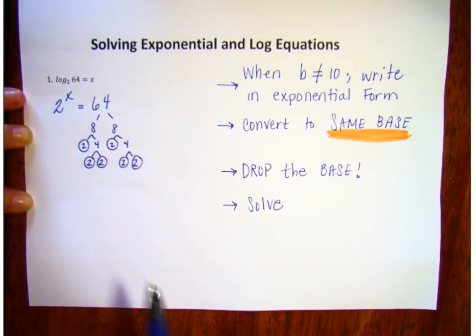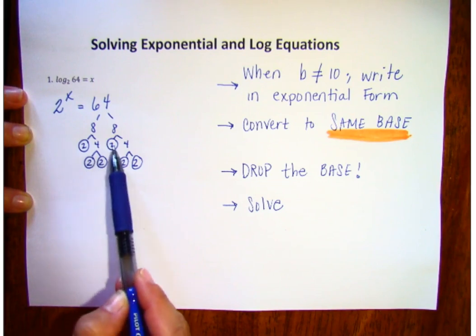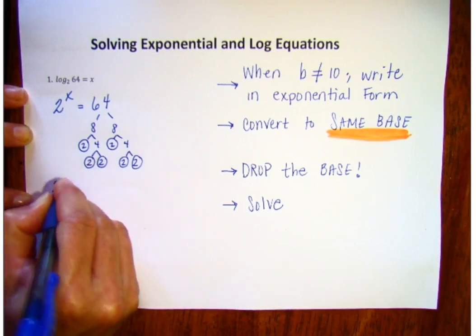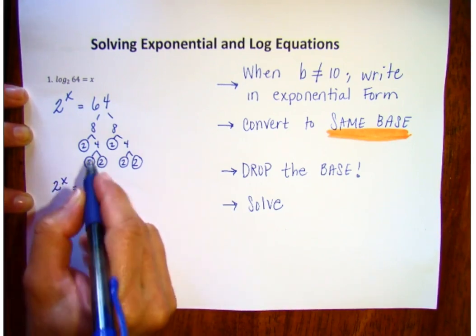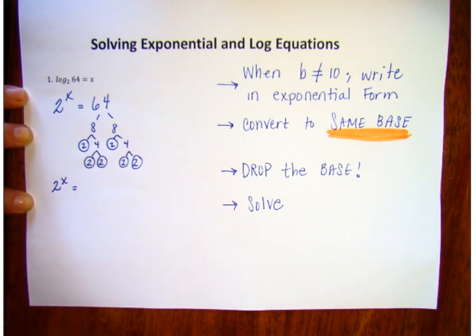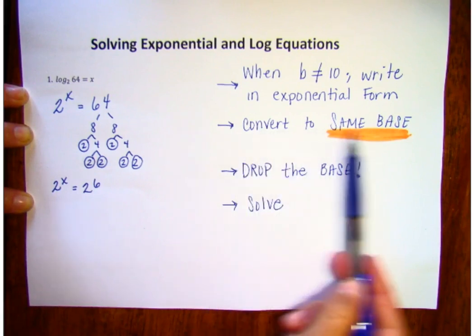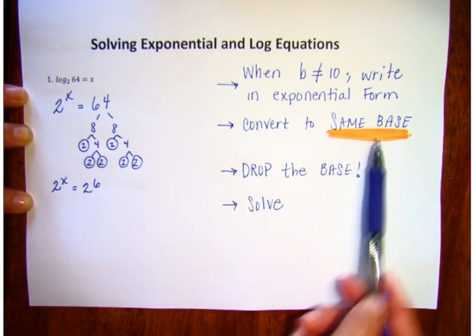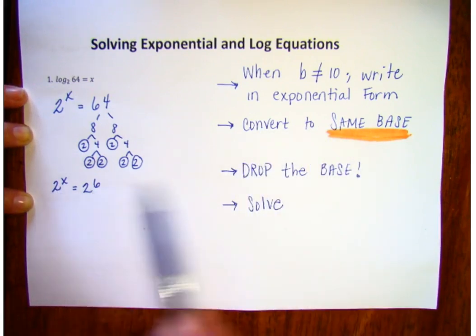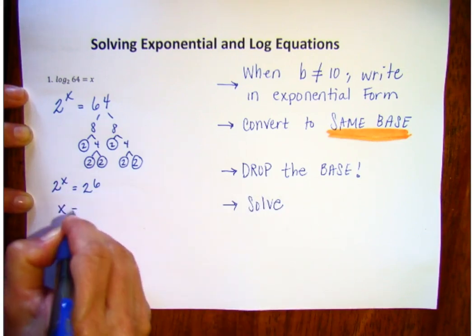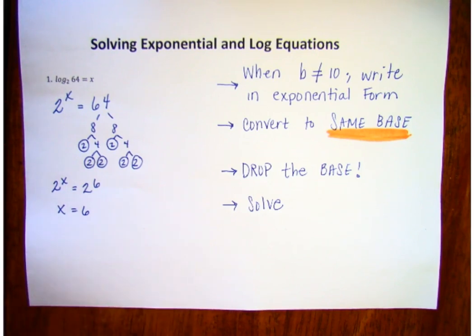All right, so here's what we got. 1, 2, 3, 4, 5, 6. 2 to the 6th power equals 64. So I'm going to recopy the left side. I'm going to recopy the right side as 2 to the 6th. So now I'm on this. Convert to the same base. These bases are exactly the same, so I get to drop the base and just solve the equation. So x equals 6. That's pretty much already solved, so that's going to be the answer for number 1.